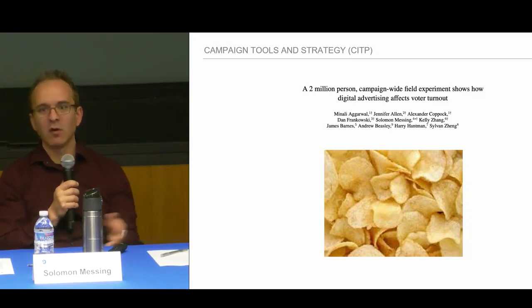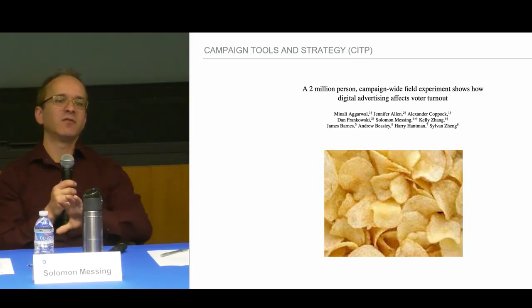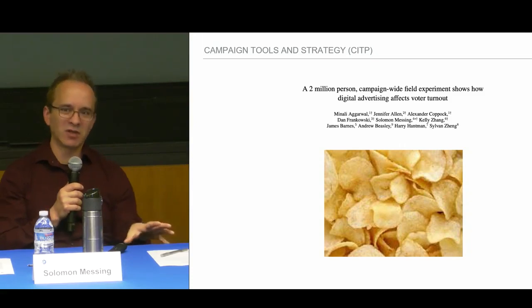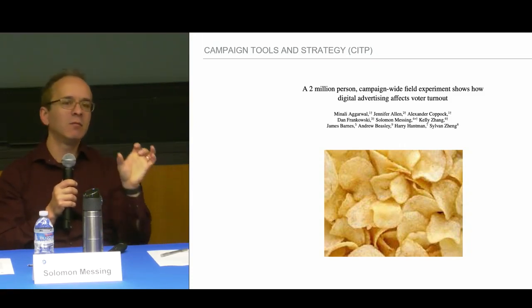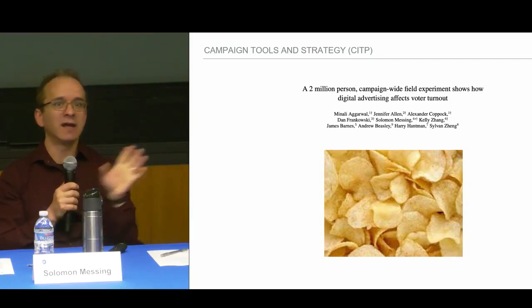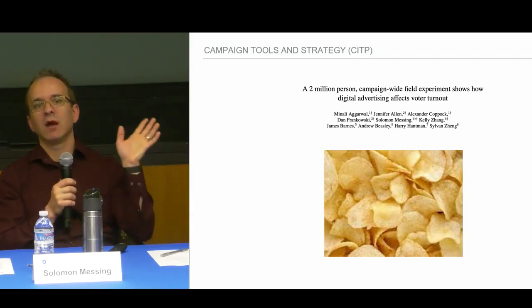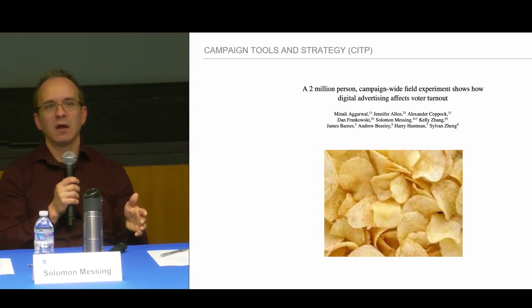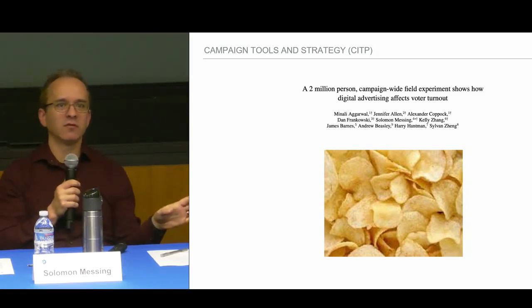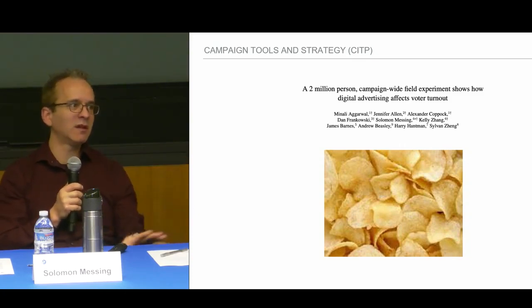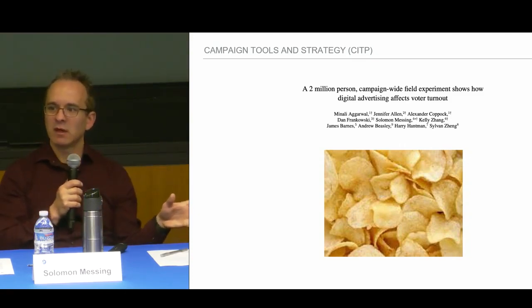So what we did is we said, okay, we're going to give people a lot of potato chips. We're going to have this randomly assigned holdout for a giant campaign: 2 million people, 8 months, a $9 million campaign for swing state voters in the 2020 election. That's what we were doing at Acronym.